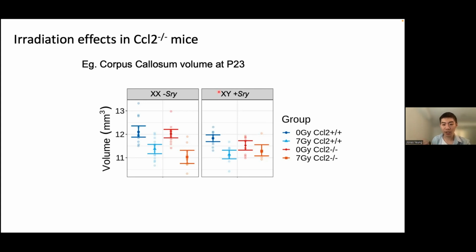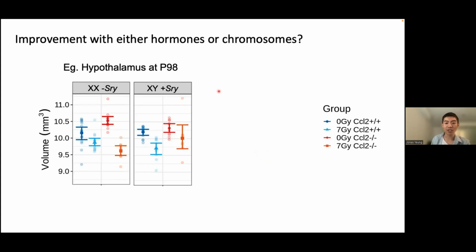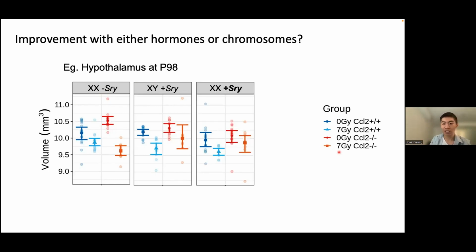So to answer this question, I'm going to be showing another brain structure with a similar pattern where female knockouts do worse than male knockouts. And so say that here we add on the SRY region. So we give these XX mice hormones, or male hormones. We see that these mice actually do better. Therefore, we can conclude that there's likely to be a hormone effect.